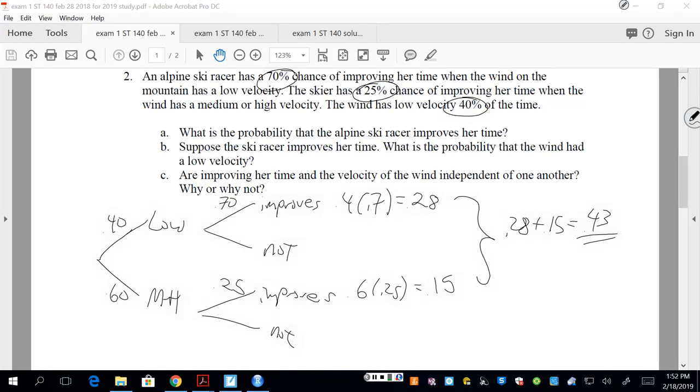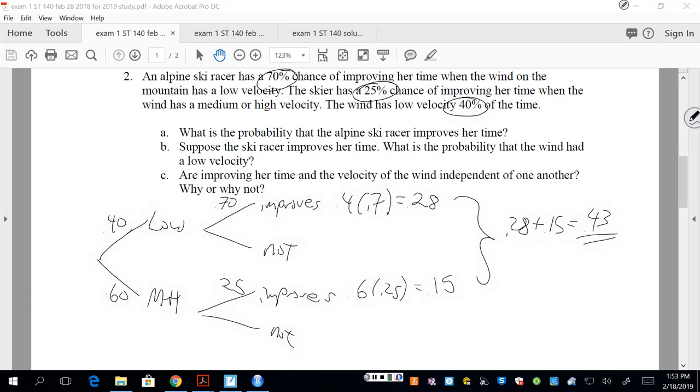How about, are improving your time and the velocity of the wind independent of one another? So why is it not? Well, for there to be low wind velocity, there can't be high wind velocity. They can't both happen at the same time. So one or the other happens. But in comparing, does she improve her time versus the velocity? You can't have both of those things happen together.